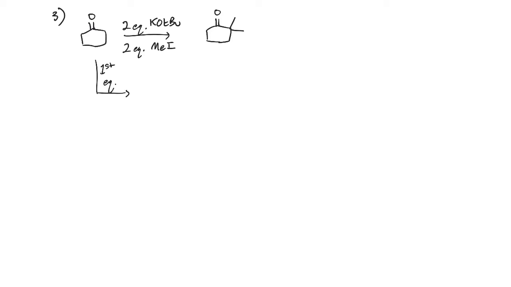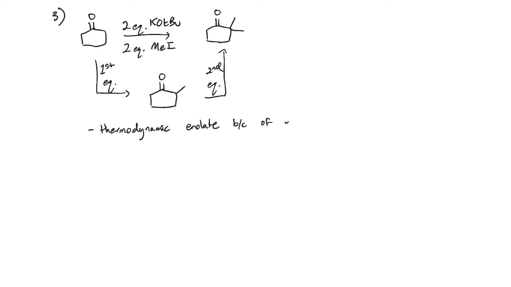Our first equivalent of base and electrophile all mixed together at once is just going to get us a methylation, doesn't really matter where. And the second one must be reacting again at the same position that the first one did. And so we can ask ourselves why. If you really think about the enolate formation process, because we're under thermodynamic enolate forming conditions, the enolate that's formed after the first methylation should be on this right side of the molecule because that's the more substituted enolate. So then that's the enolate for the second reaction.